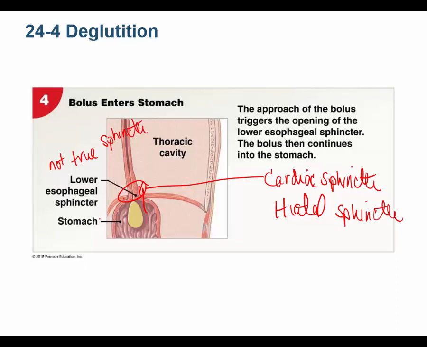Anatomically, a sphincter muscle is a circular muscle. This is not an anatomical sphincter muscle. But physiologically it is. Physiologically, the circular muscle layer of the muscularis externa can close off. But that's the circular muscle layer of the muscularis externa. It's not a separate sphincter muscle that closes off this opening. So this is not a true anatomical sphincter, although it is a physiological sphincter muscle.